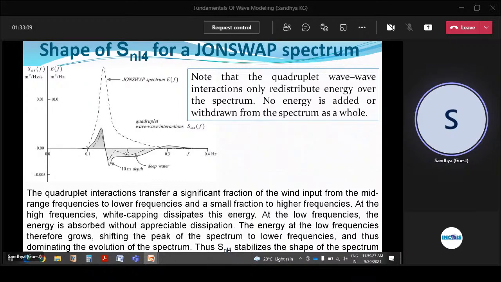Another question I can see is how to calculate the physical parameters like alpha, peakedness value for a measured spectrum. As I told you, I'm not going deep into the equations. Please refer to the textbook by Holthuijsen which I have shown. It has the expressions for all these alpha, beta, all these physical parameters. So I don't want to go into the details of the equations.